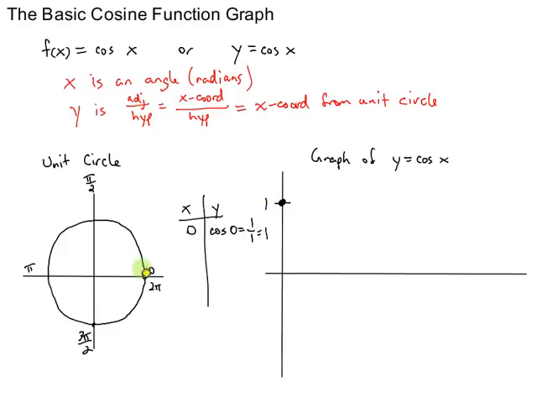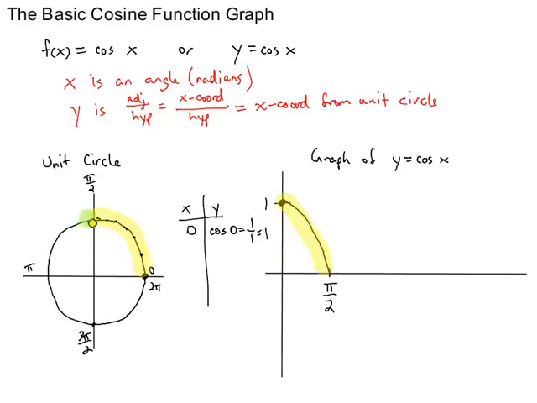So I get the ordered pair 0, 1, which is up here. And now I want to look at what happens to cosine as my angle goes from 0 to pi over 2. So let's label pi over 2 as my next x value, my next angle. As the angle rotates from 0 to pi over 2, my x-coordinate, my horizontal distance, is getting smaller and smaller and smaller. It was 1, now it's smaller and smaller, all the way down to 0. So in this part of my graph, my y values have to decrease from 1 to 0 as my angle increases from 0 to pi over 2. So this part of my graph corresponds to this yellow part here.